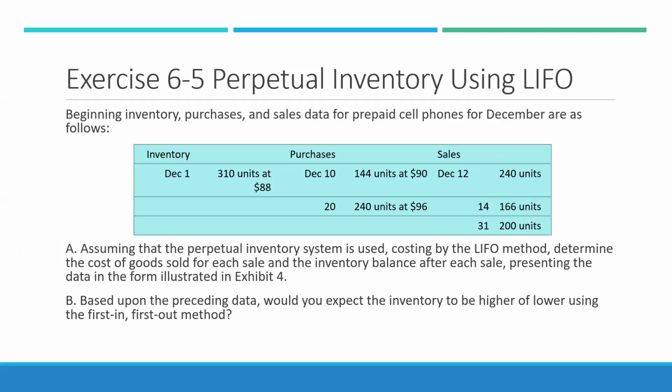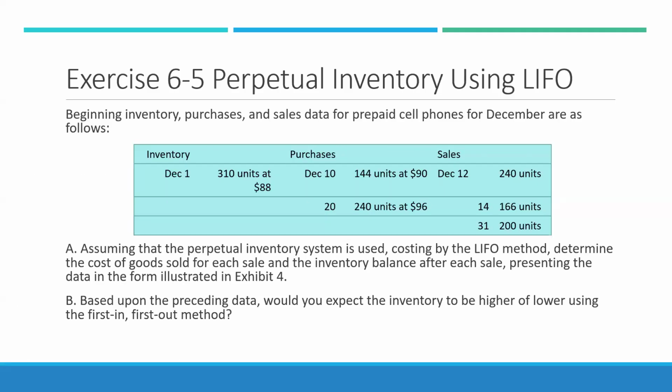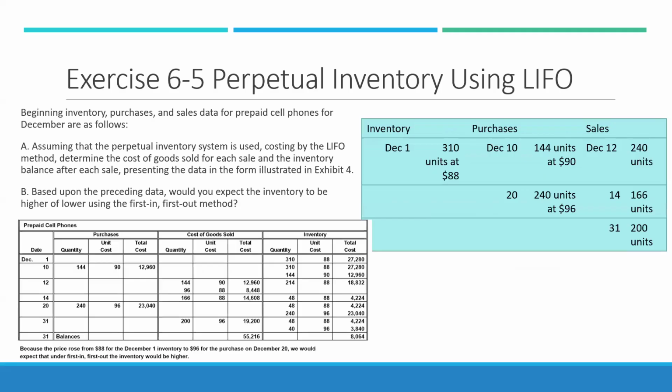Now, under the perpetual, so we have the following sales under the perpetual method, and we're trying to compute under LIFO what the ending inventory and cost of goods sold is going to be. And so our initial inventory is 310 units at $88.